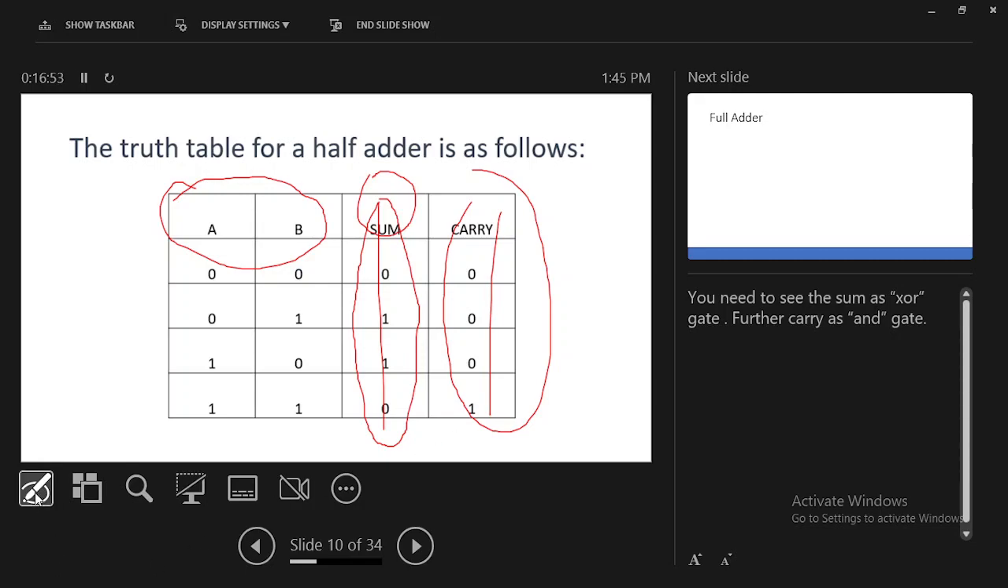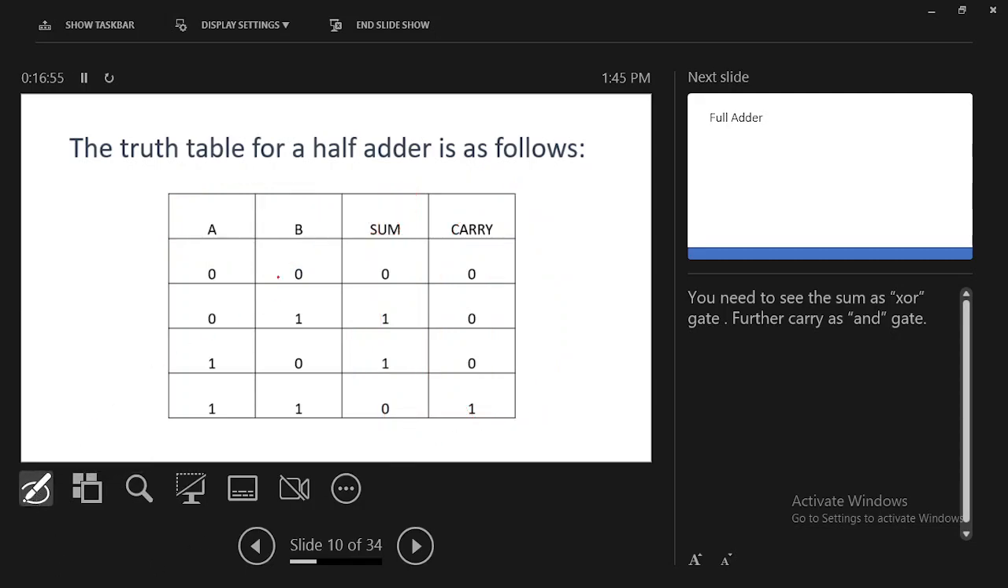How to calculate or how to draw this truth table? You just add 0 plus 0. Then sum is 0. If sum is 0, do we want to take something out? No need, we don't want to. So we have to give the carry as it is. 0 plus 1, sum is 1. Do we have to take something out? No. So we have to keep the carry as it is. 1 plus 0, again the sum is 1.